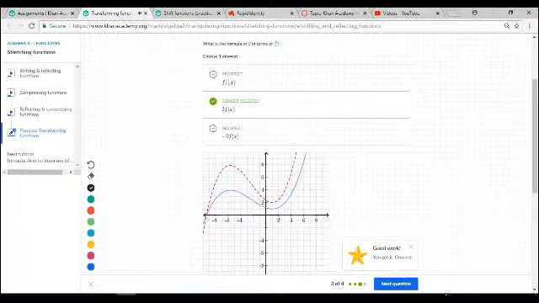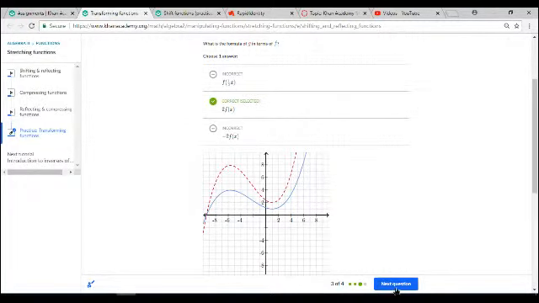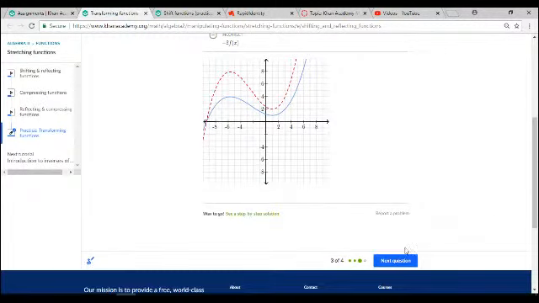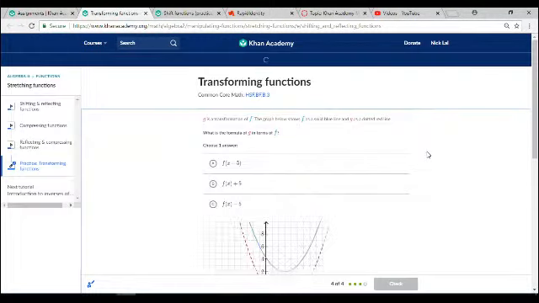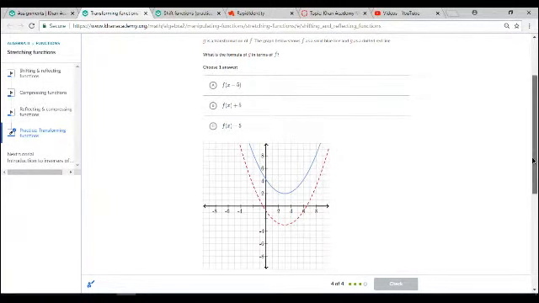Alright, going on to the next question, if it will allow me to. Okay, so here's what happens when it glitches on you. You hit the refresh button. Alright, now we're on 4 out of 4, so we fix that with the refresh button.